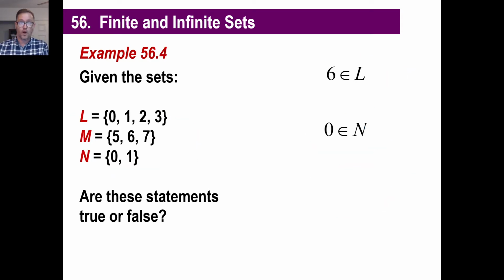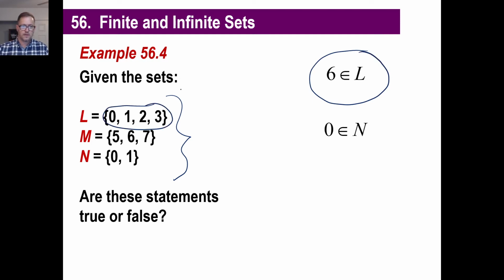Okay, let's try another one. Given these sets, and these are your 3 sets, are these statements true or false? Well, first off, let's look at this one. 6 is a member of set L. Well, it isn't, so that's false. Okay, so the second one is 0 is a member of set N.